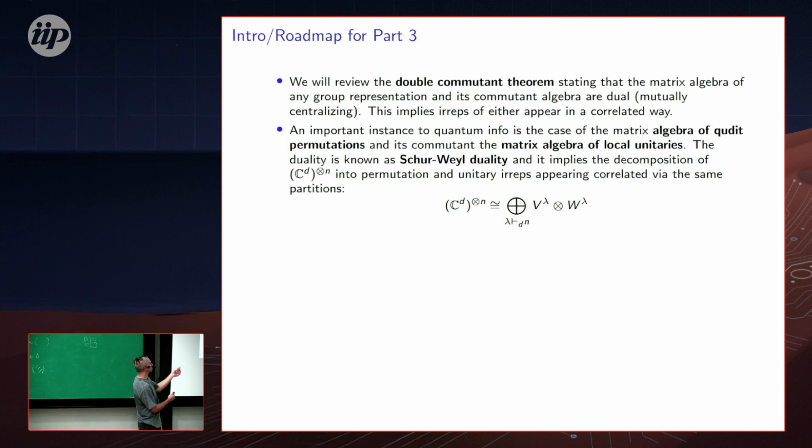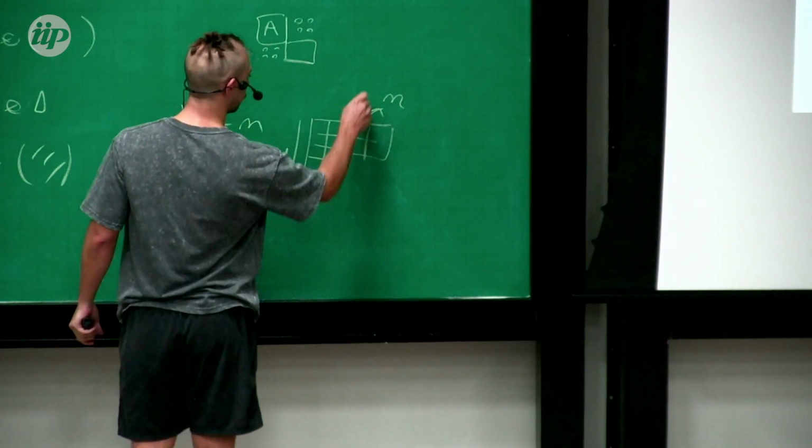And then we have this decomposition into partitions of n. Let's write lambda partition of n with at most d rows, meaning we have something with at most d boxes in rows, and if we count the number of boxes we put, this is n, the number of boxes.